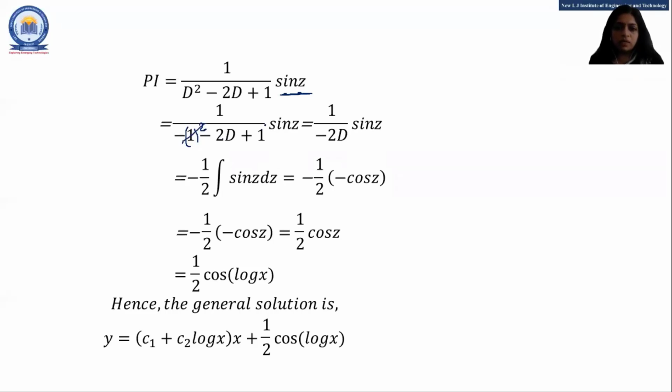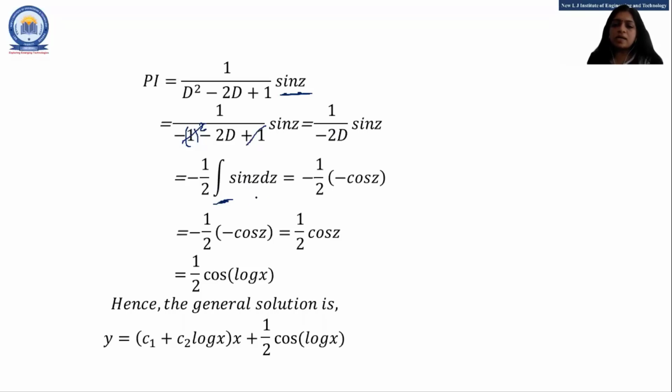So this minus 1 and plus 1 will cancel out. And the remaining term is what? 1 upon minus 2d into sin z. So if I write this as minus 1/2, and 1 upon d is integration, right? So the integration of sin z dz.